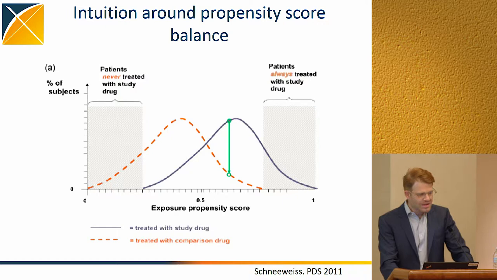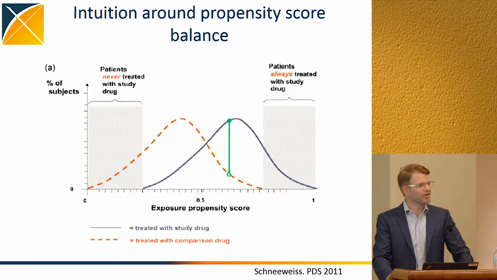Once you take a population of people that have received one treatment or the other, and you fit a propensity score model, the fitted values that you get from this model, so logistic regression usually, you, yes?